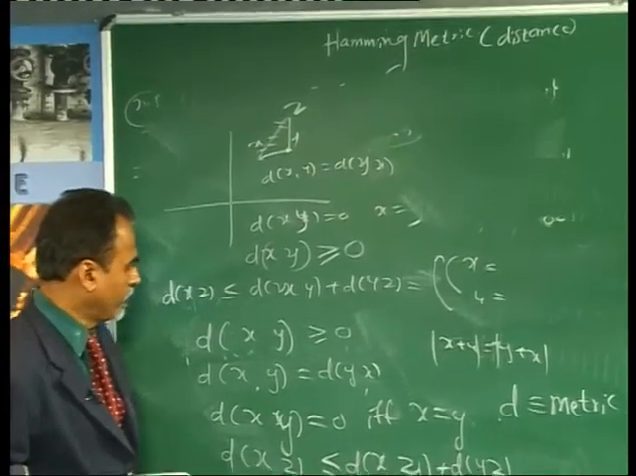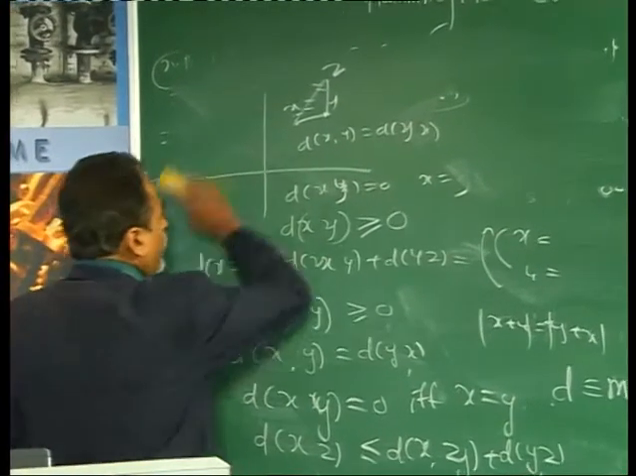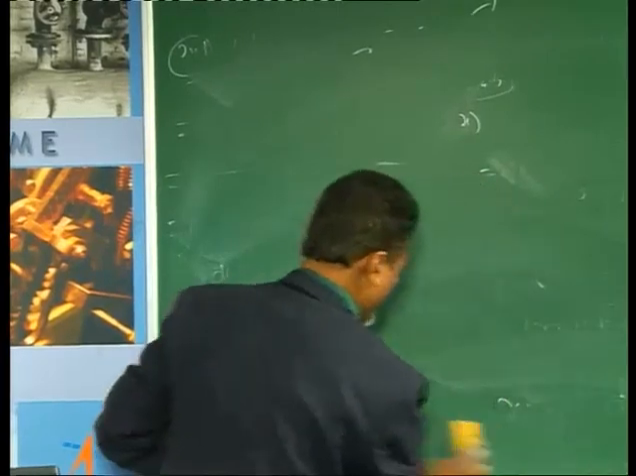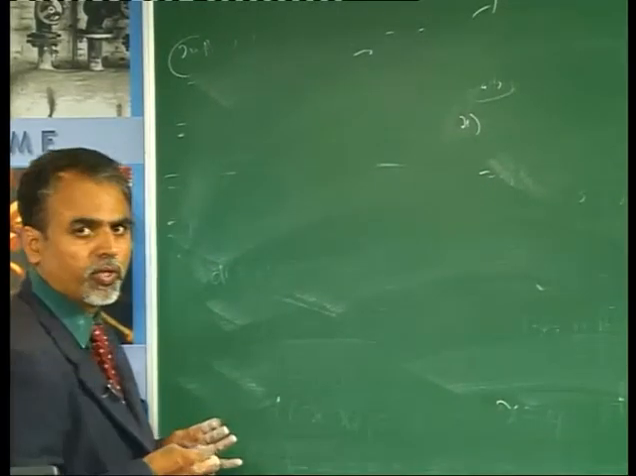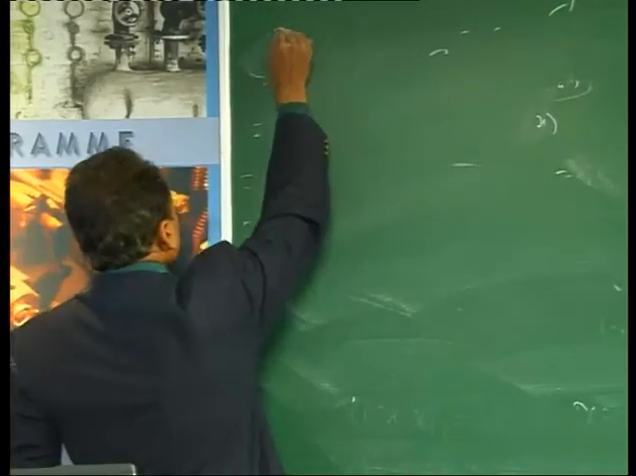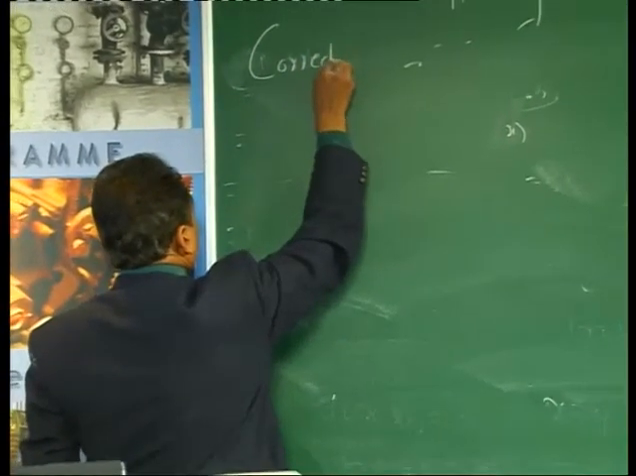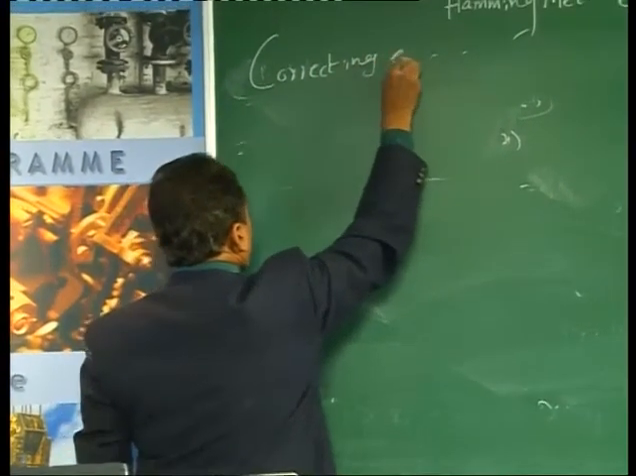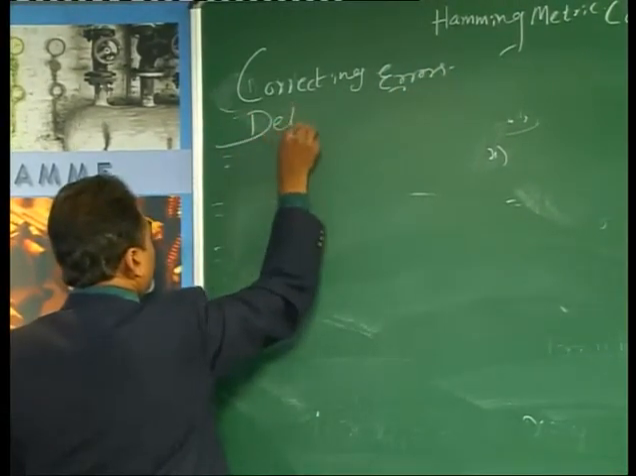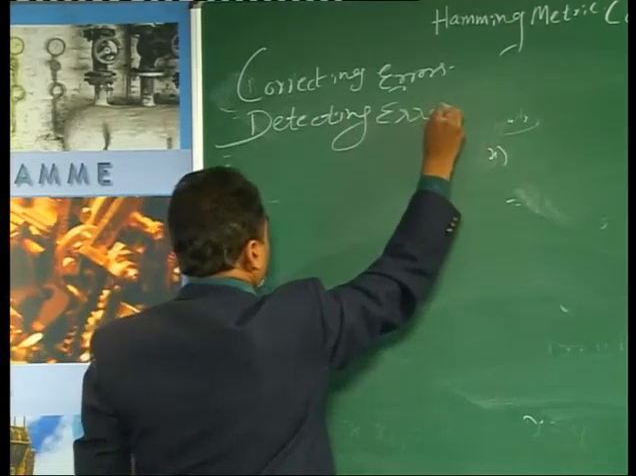So we shall see some more important utilizations of the distances. Suppose after encoding, let me take one example of utility. Now we are coming to the utility of how the distance can be used for our important aspect: how many errors we can detect and how many we can correct. Correcting errors and detecting errors.